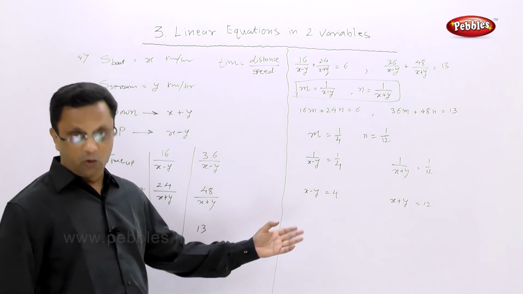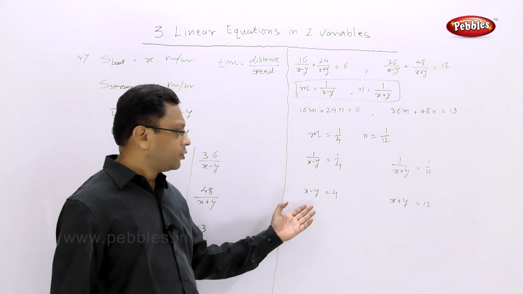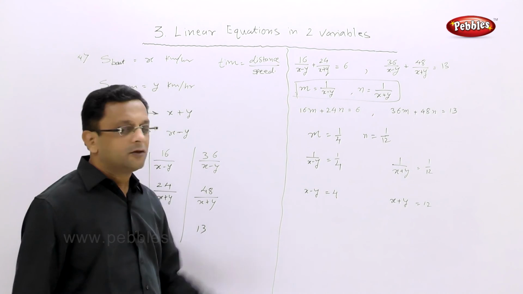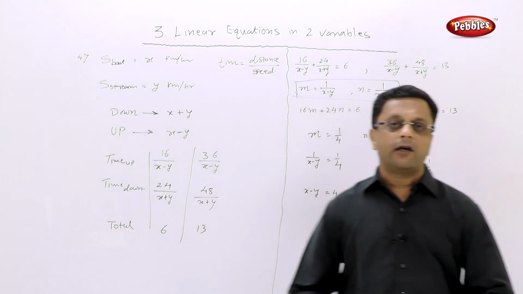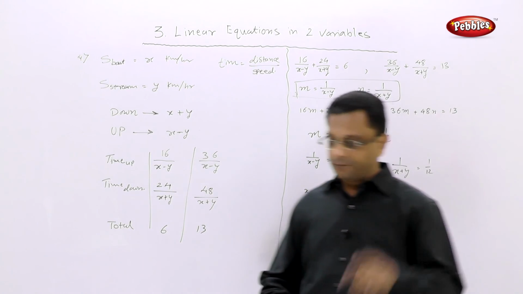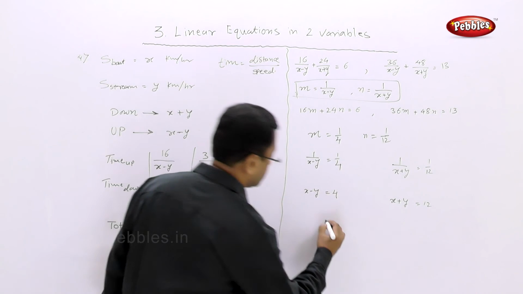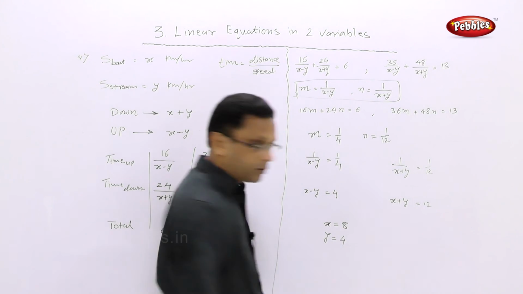Now you got one more pair. Solve it. Very easy. Even if you just add, y will get eliminated, and this is very easy. Just solve it. Pause your video here and solve this to find out the value of x and y. So value of x is 8 and value of y is 4.